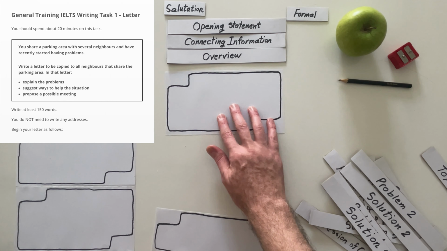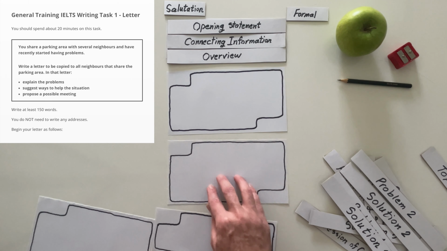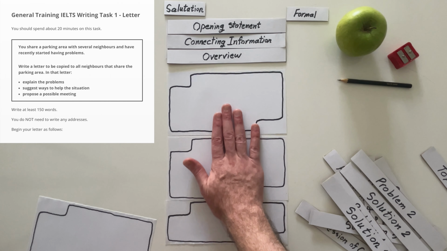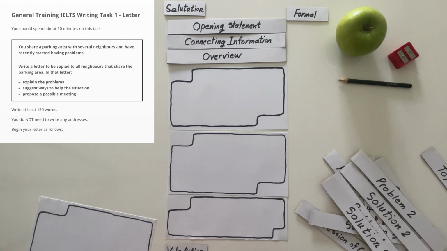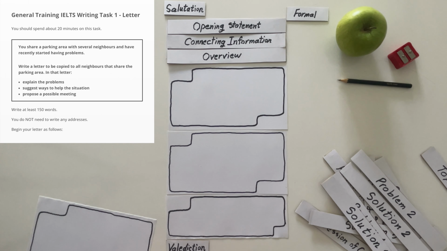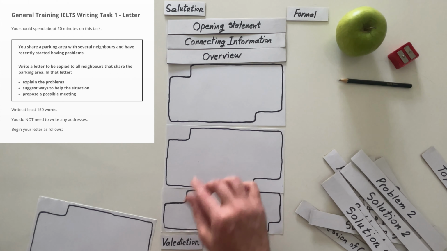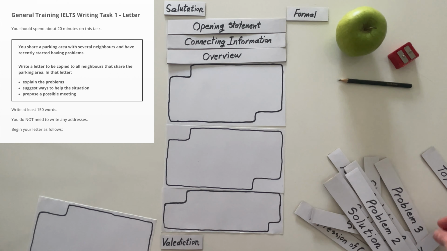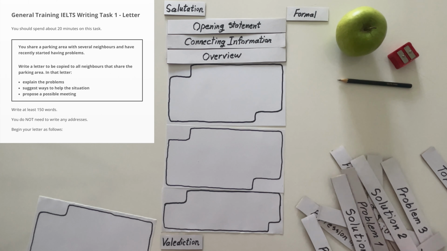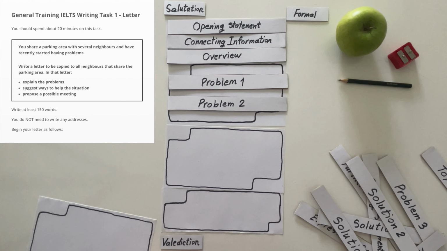I'm going to introduce a second body paragraph. So we have two body paragraphs. I'm going to push them all up because I need my valediction in the end. All right, all good. So what happens now is that I am going to state the problems. This is problem 1 and problem 2 in one paragraph.